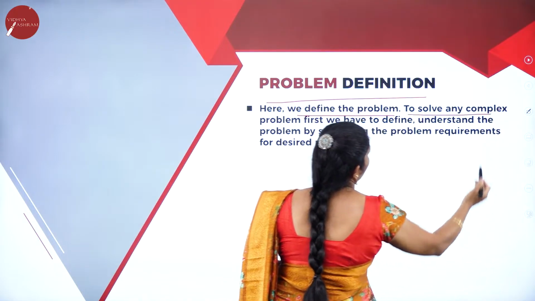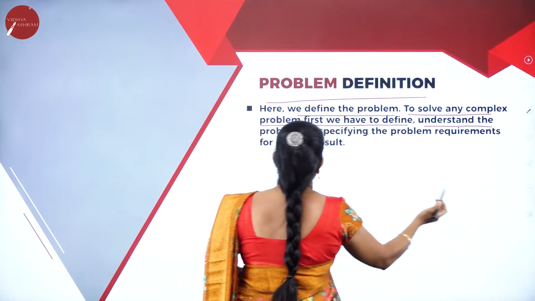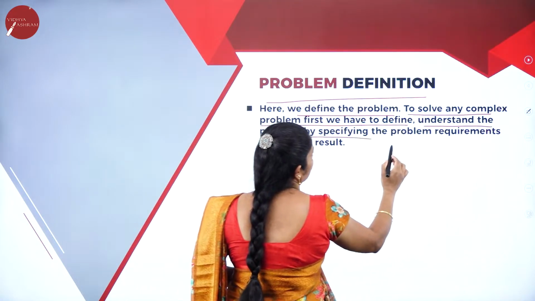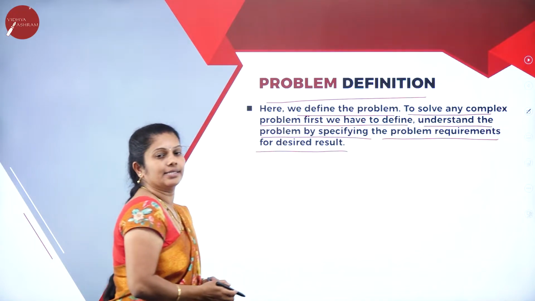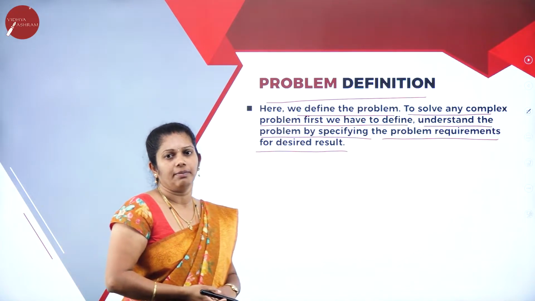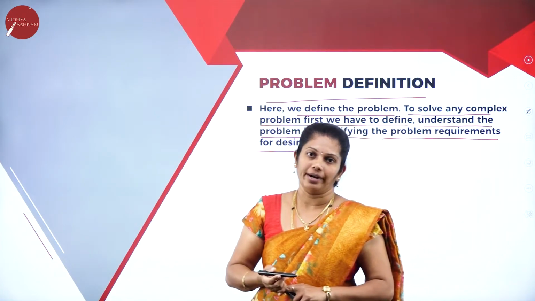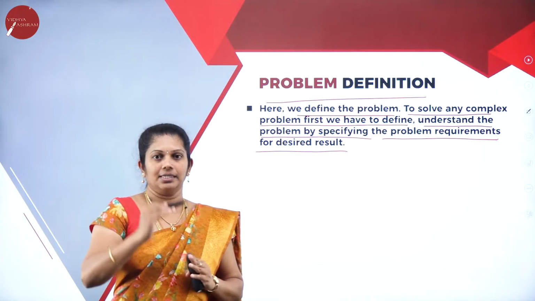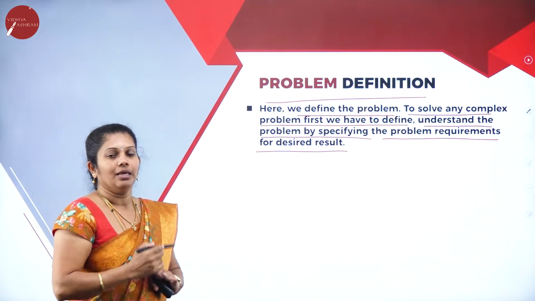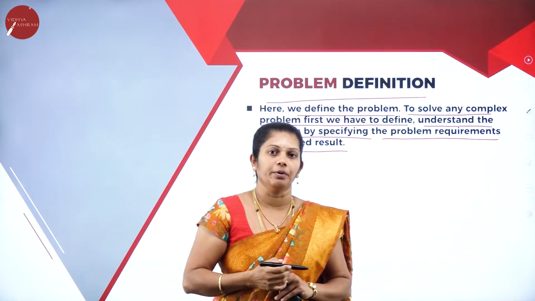To solve any complex problem, first we have to understand the problem by specifying the problem requirement for the desired result. What do you mean by that? In this, first we have to identify what the problem is. For example, if I want to prepare a sambar, consider that is the agenda of the program. Then at that time, first I have to identify which type of sambar I have to prepare today.